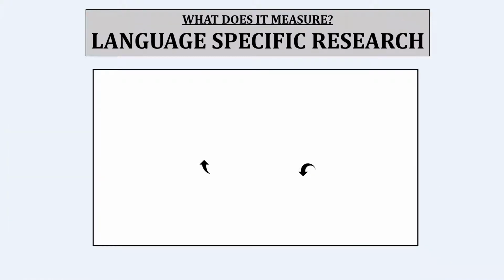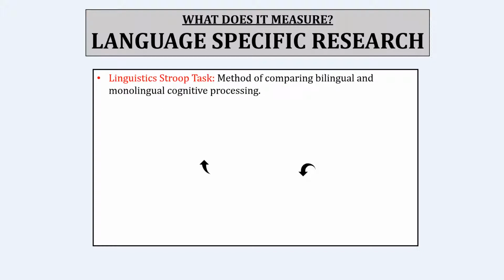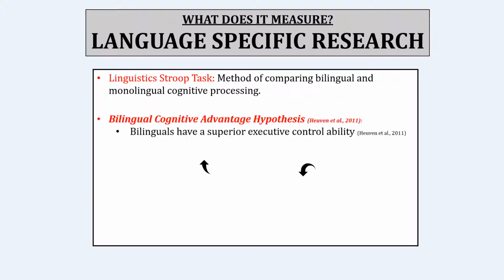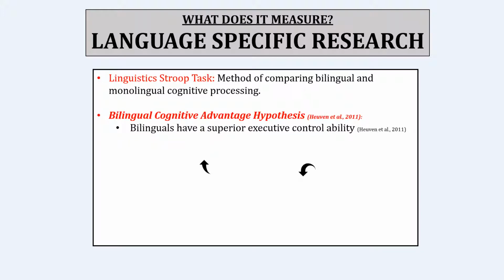In a linguistics context, the Stroop task is used as a method of comparing bilingual and monolingual cognitive processing. The idea behind this relates to the bilingual cognitive advantage hypothesis. The hypothesis states that the required extra use of executive control for bilinguals to choose between their L1 and their L2 in their speaking creates an advantage in their performance of other executive control functions.